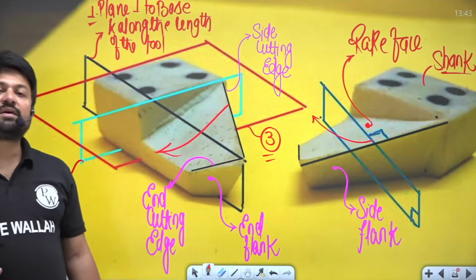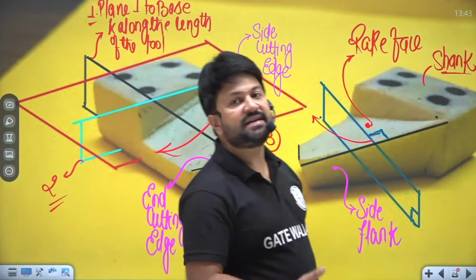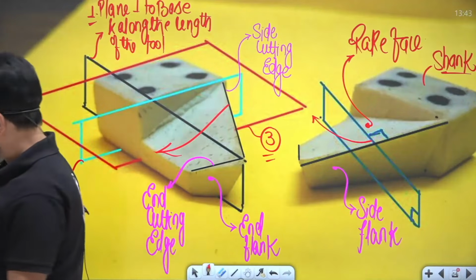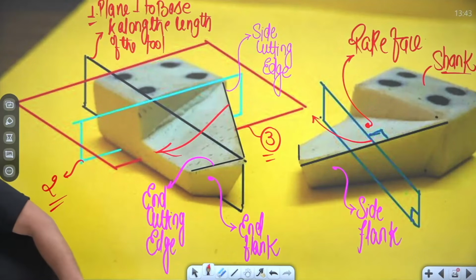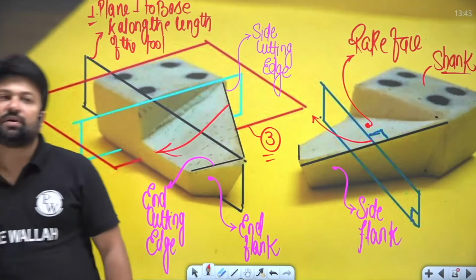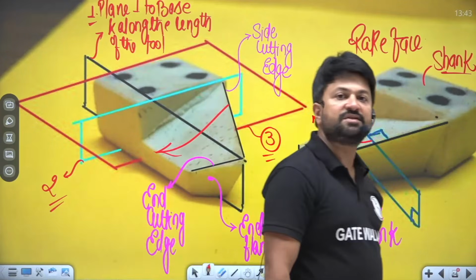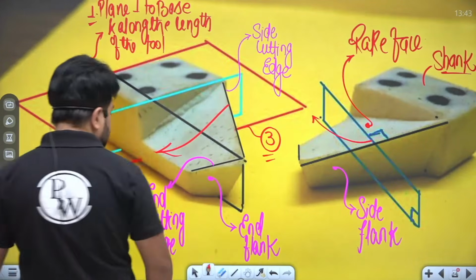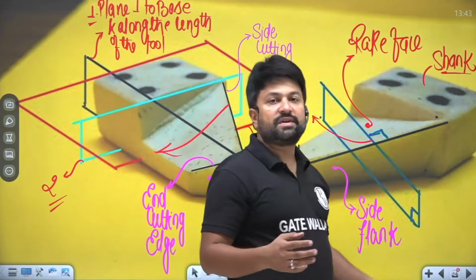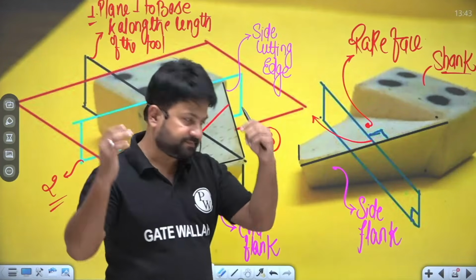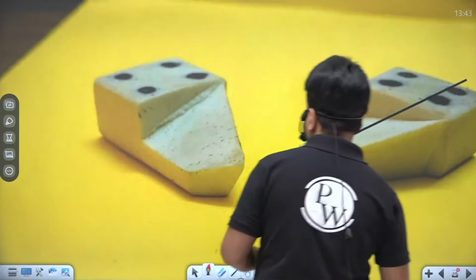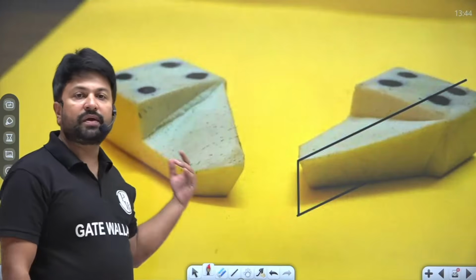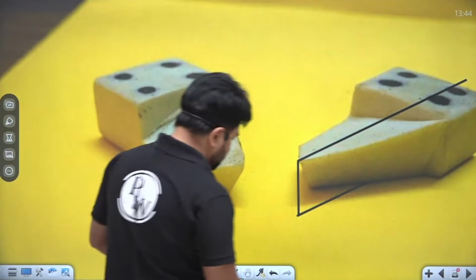So to overcome the disadvantages of ASA, ORS has been defined. ORS is the orthogonal rake system, right? So in the ORS plane, we are going to define all the angles for the analysis of force and power. Now, let's move to the next slide. Let me explain the features of the tool one by one.